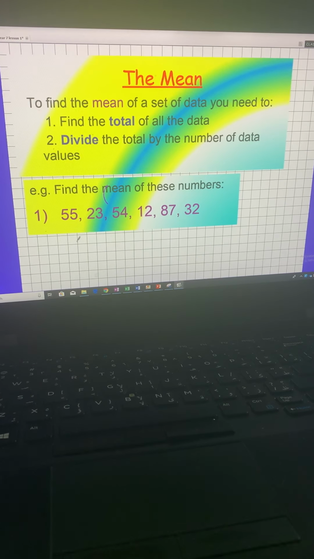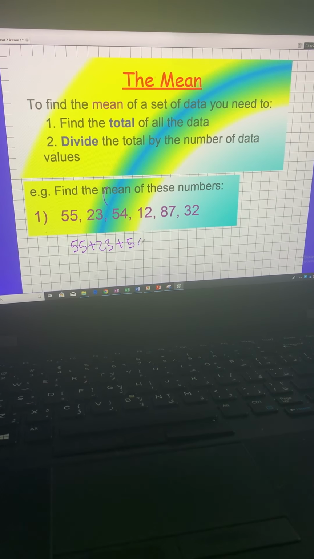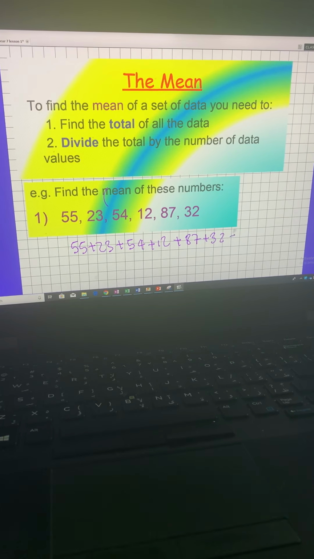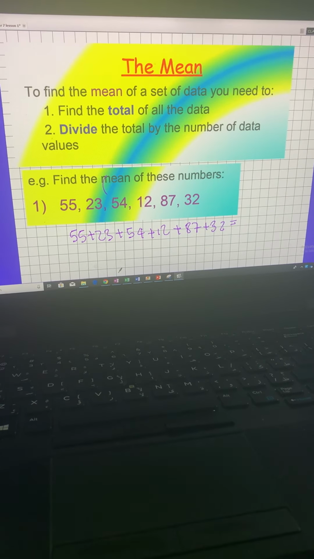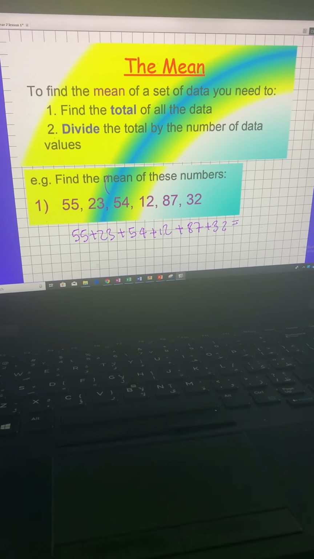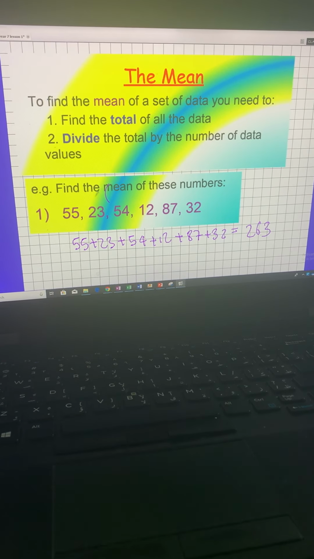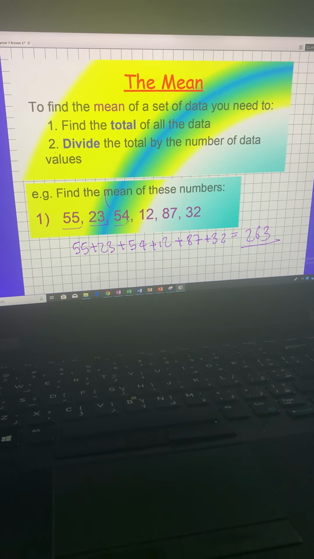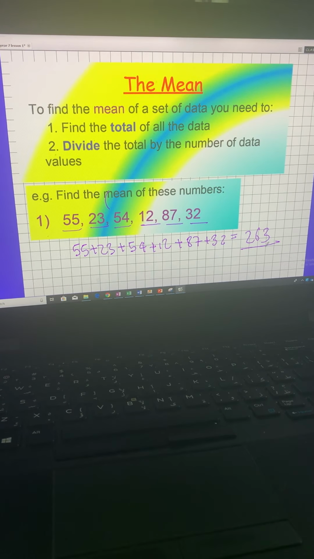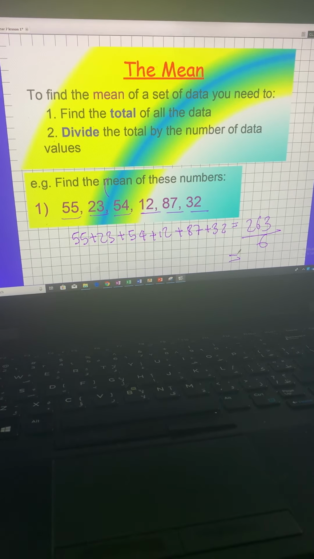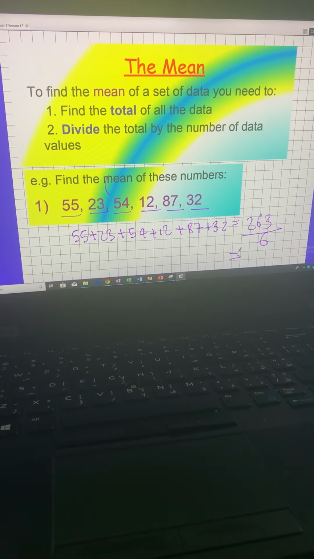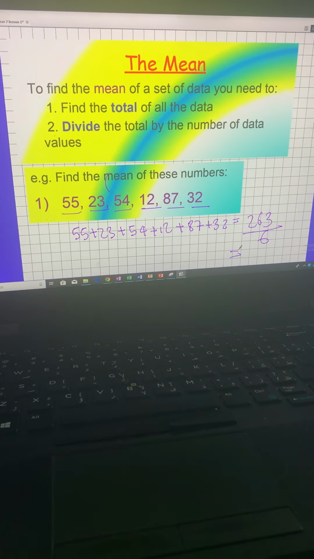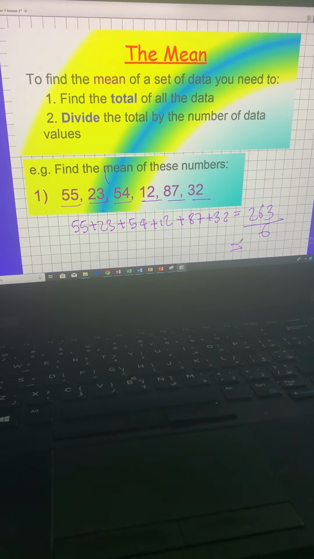Find the total. Okay, so you do 55 plus 23 plus 54 plus 12 plus 87 plus 32. So you add up all that data. I've done it on my calculator and that gives me 263. Next step, divide the total by how many values you have. 1, 2, 3, 4, 5, 6. I have 6 values. So 263 divided by 6 gives me 43.83.